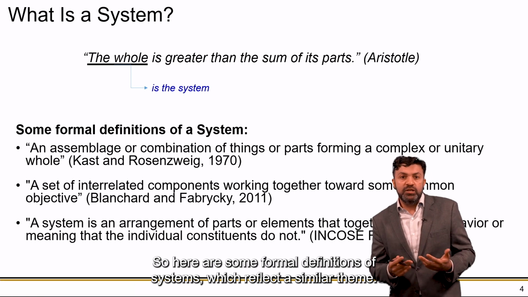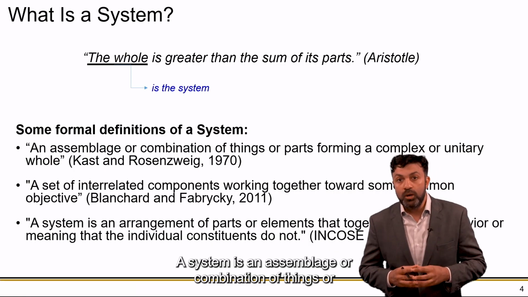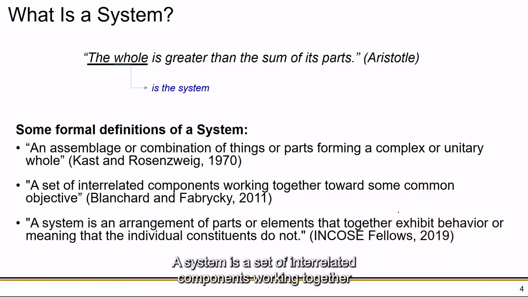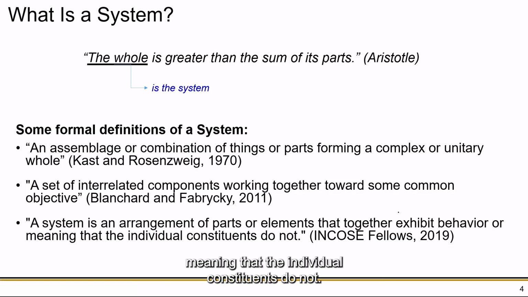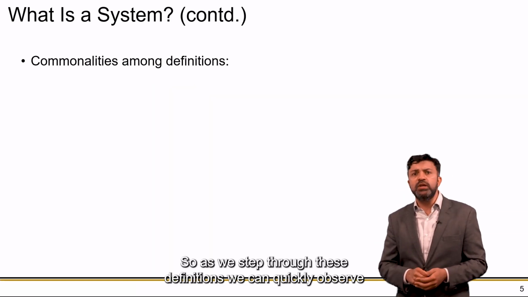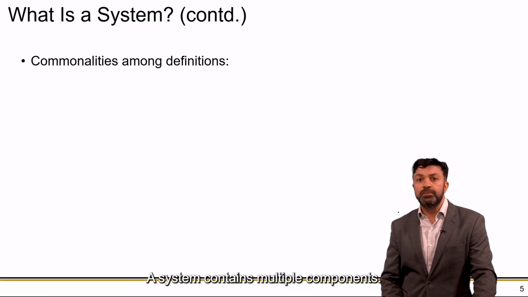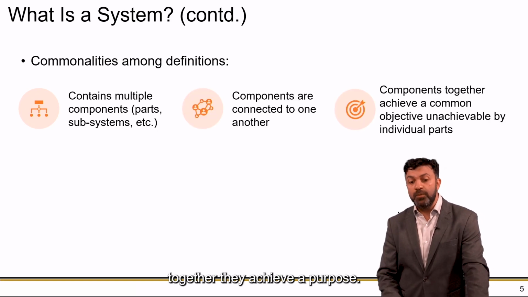So here are some formal definitions of systems which reflect a similar theme. A system is an assemblage or combination of things or parts forming a complex or unitary whole. A system is a set of interrelated components working together towards some common objective. A system is an arrangement of parts or elements that together exhibit behavior or meaning that the individual constituents do not. So as we step through these definitions, we can quickly observe some commonalities among them. A system contains multiple components. These components are connected to one another, and together they achieve a purpose.